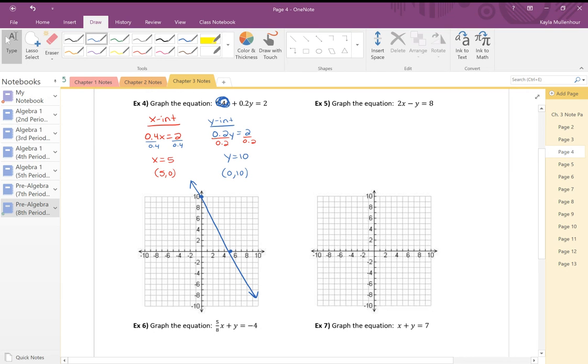I'll let you try the rest on your own. Check the notes in the collaboration space to make sure that you did them correctly, and let me know if you have any questions.